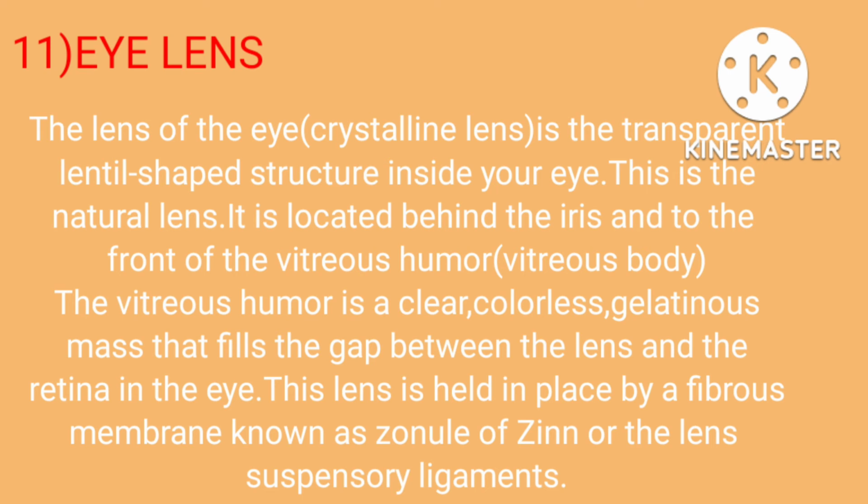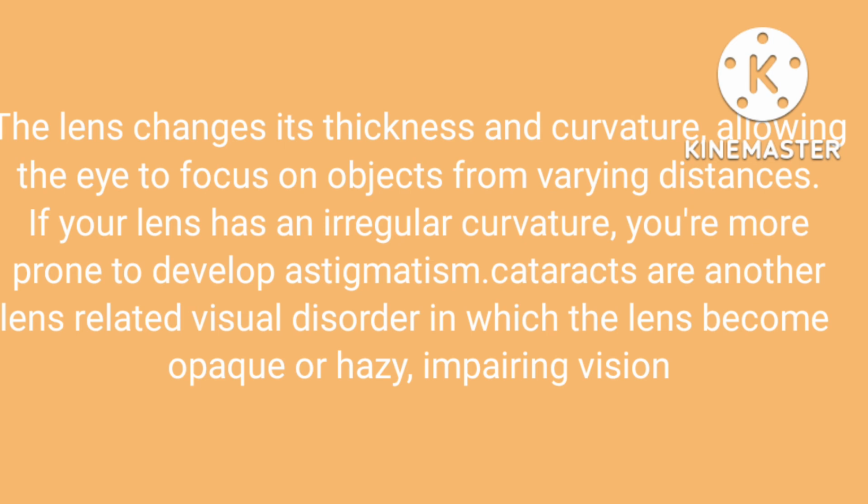The vitreous humor is a clear, colorless, gelatinous mass that fills the gap between the lens and the retina in the eye. This lens is held in place by a fibrous membrane known as zonules of Zinn, or the lens suspensory ligaments. The lens changes its thickness and curvature, allowing the eye to focus on objects from varying distances. If your lens has an irregular curvature, you're more prone to develop astigmatism. Cataracts are another lens-related visual disorder in which the lens becomes opaque or hazy, impairing vision.